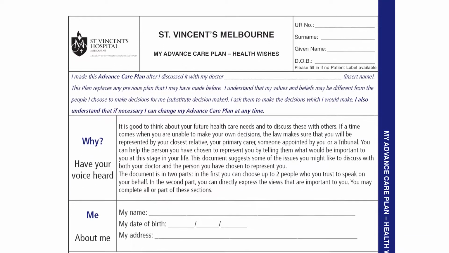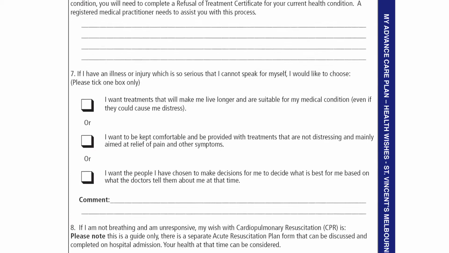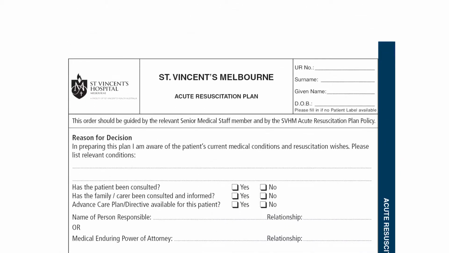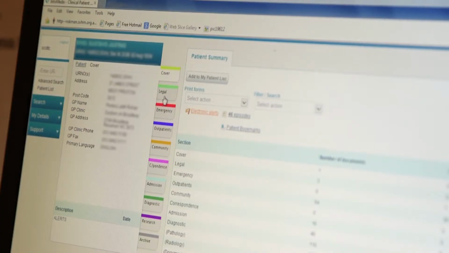When the patient is no longer able to make decisions about their care, the advanced care plan can help guide medical decision making. A patient may express their resuscitation wishes in an advanced care plan, and this can inform an acute resuscitation plan. An advanced care plan contains the name of the patient's alternative medical treatment decision maker. It's recommended medical practice that you ask your patients if they have an advanced care plan and if they have a medical treatment decision maker. The documentation that supports this can be found in the legal tab of MRO.